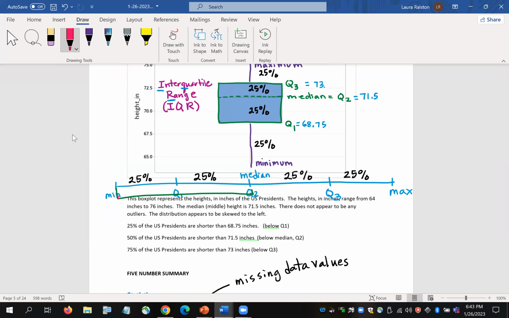But then when I'm reading this graph, if I go from the minimum to Q3, I have 1, 2, 3, 25s. 25, 25, and 25 make 75. So I would say 75% of the data, in this case, the heights of US presidents, are below 73 inches, which was the value for Q3. The key to the interpretation is it's always the percentage below.